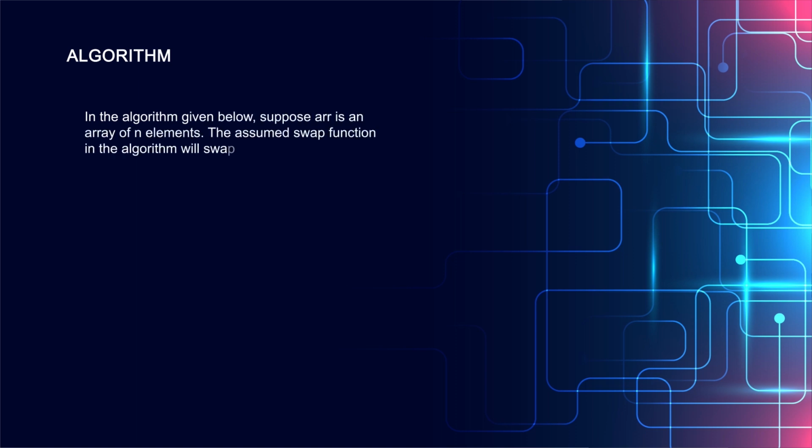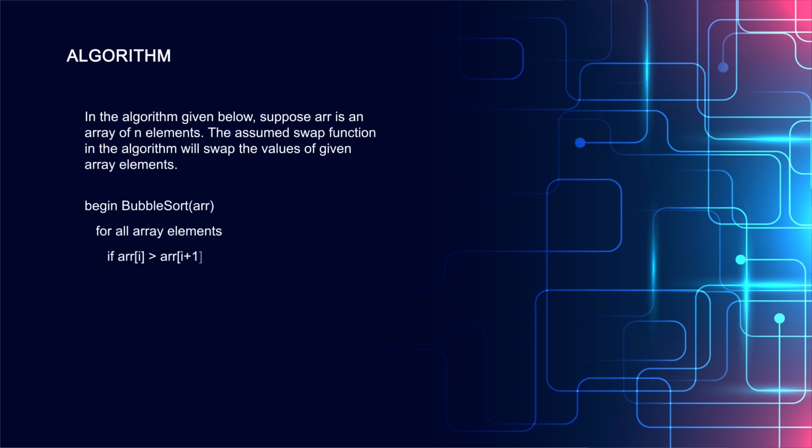Algorithm. Now, we will talk about the algorithm. In the algorithm given below, suppose ARR is an array of n elements, and assume the swap function in the algorithm will swap the values of given array elements. You can see I am using a simple function like bubble sort, and in this function I have passed array elements, that is ARR.